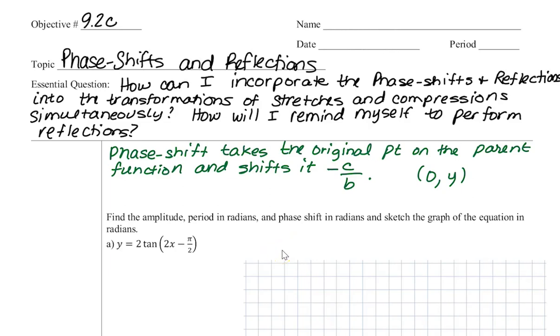Okay, so today 9.2c, last day of notes, phase shifts and reflections.